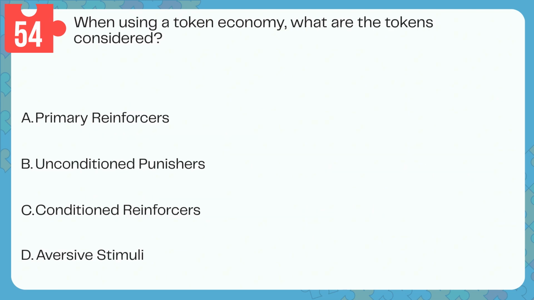Question 54. When using a token economy, what are the tokens considered? A. Primary reinforcers. B. Unconditioned punishers. C. Conditioned reinforcers. D. Aversive stimuli.